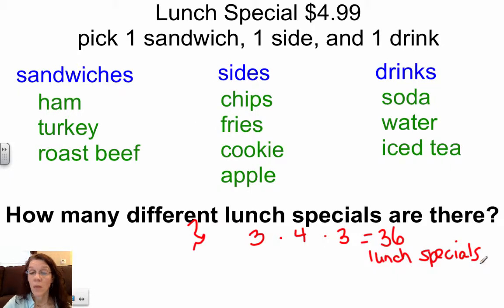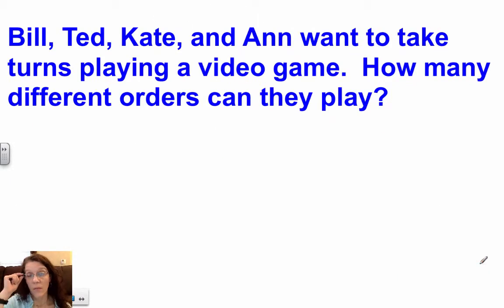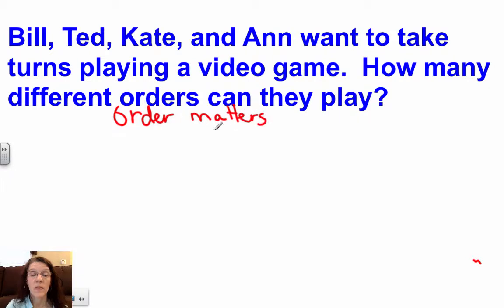All right, now we're going to look at an example of the permutation. Bill, Ted, Kate, and Ann want to take turns playing a video game. How many different orders can they play? Here's the thing. If I play first, is that the same as playing last? No, so this one is one where order is important. Order matters, which means it's a permutation.